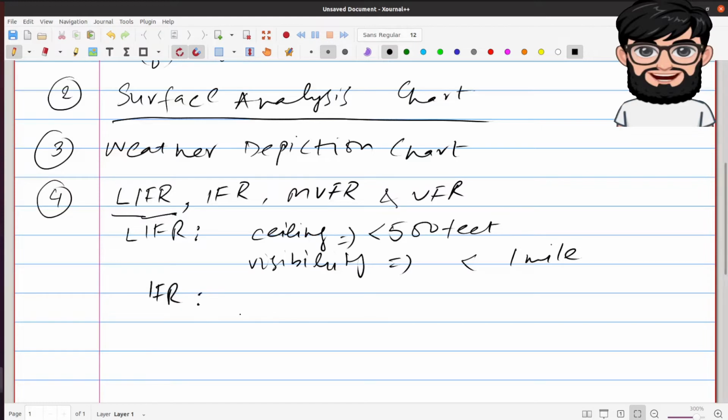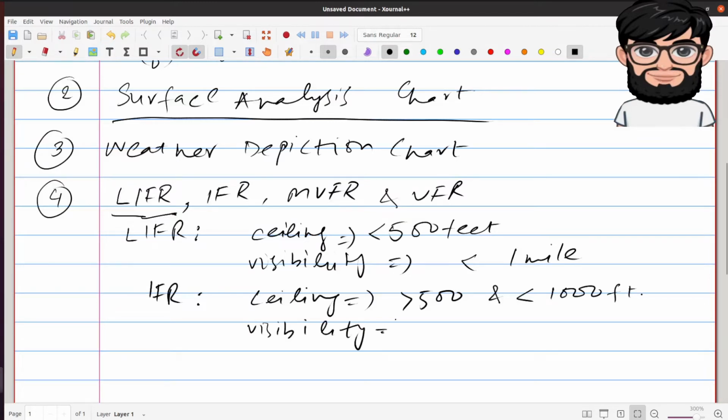IFR conditions are: the ceiling is actually more than 500 and less than 1000, and the visibility is between more than 1 mile and less than 3 miles.